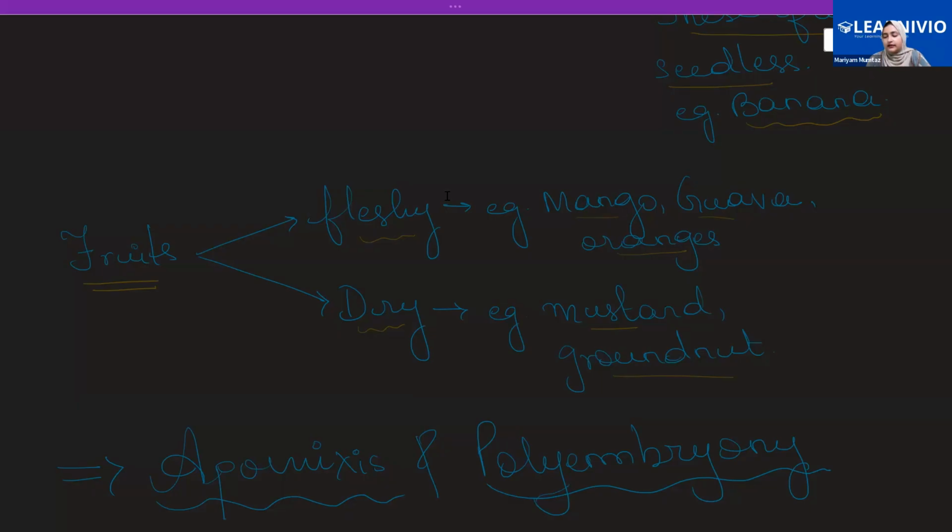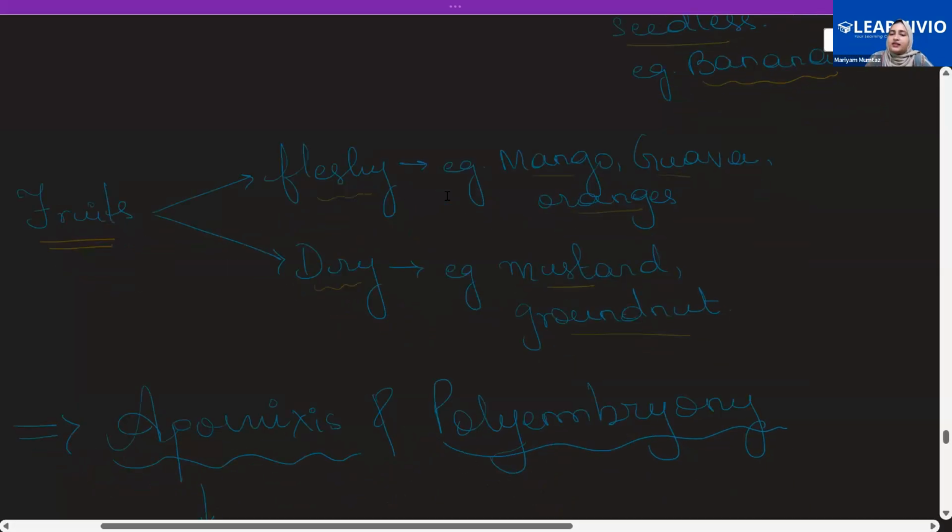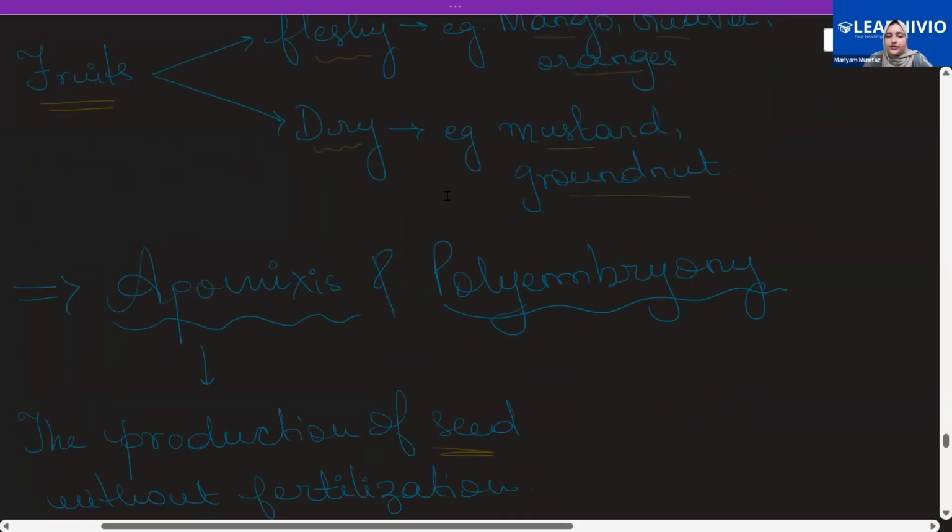Normally you can grow any plant with the help of artificial hormones. It's possible. Tissue culture is very, very possible. That is why it's such an emerging field. But we are talking about the unnatural case scenarios, right? That is the Partino part. Clear? Now, the fruits, depending upon whether they have flesh or not, can be fleshy or dry. Fleshy fruits are mango, guava, oranges, and dry fruits would be mustard, groundnut, and different types of fruits.